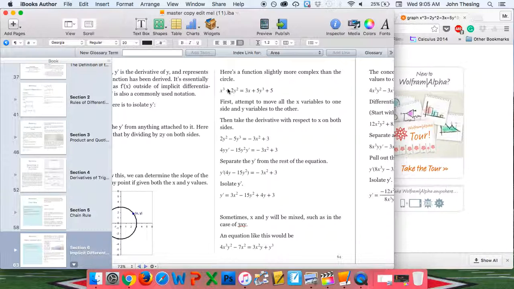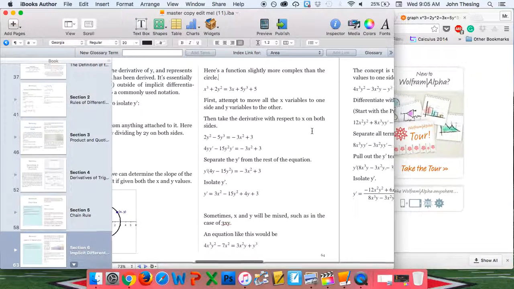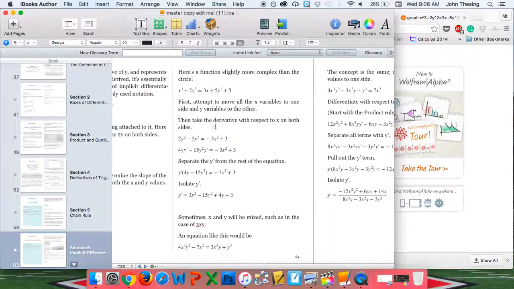You could do this, right? You could move all the y's to one side, or you could just differentiate right there. I'm assuming you solved this out correctly. 2y squared minus 5y cubed is equal to negative 3x squared. What? Oh, I moved x cubed over, so it's negative x cubed. Why don't you write that then?